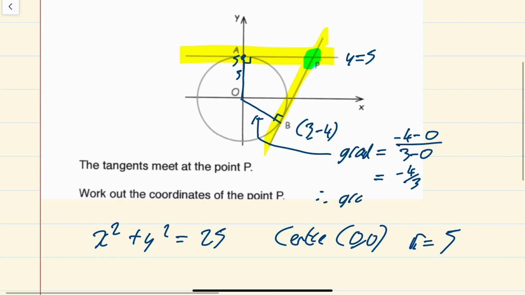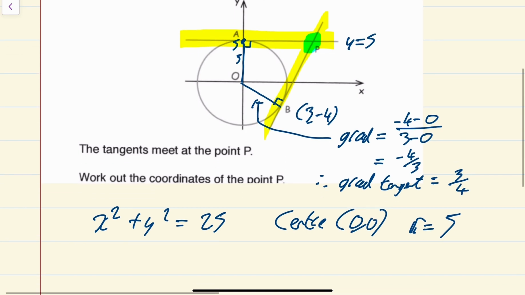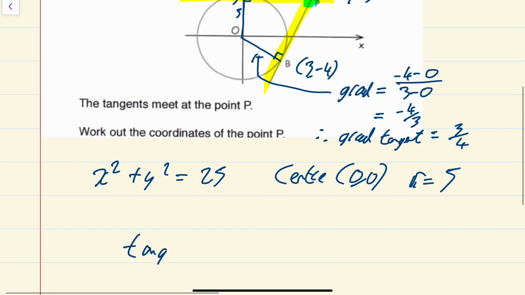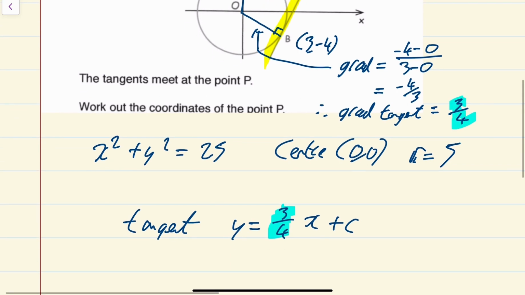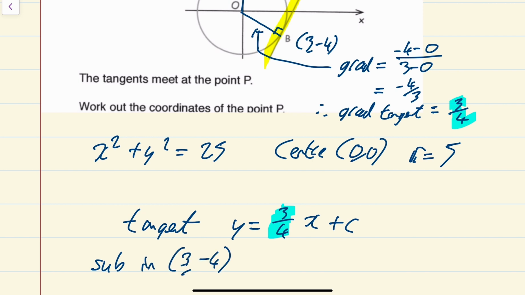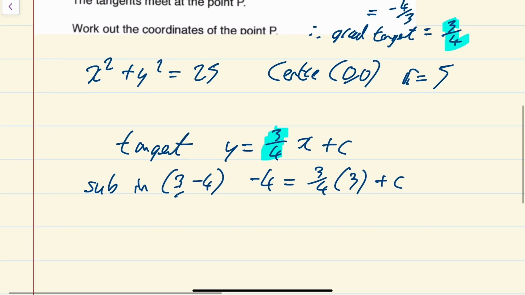Therefore, the gradient of the tangent is equal to 3 over 4. So that's a negative reciprocal. The tangent is a straight line, so it's y equals mx plus c. We know our m was 3 over 4, and then we can just sub in the point (3, -4), so you'll have -4 is equal to 3 over 4 times 3 plus c, which is -4 is equal to 9 over 4 plus c.